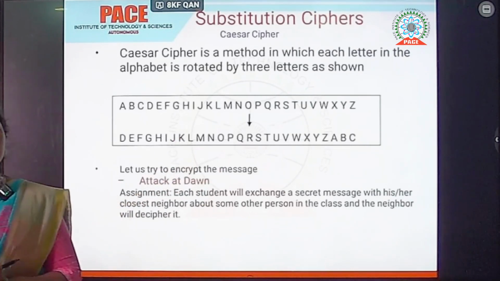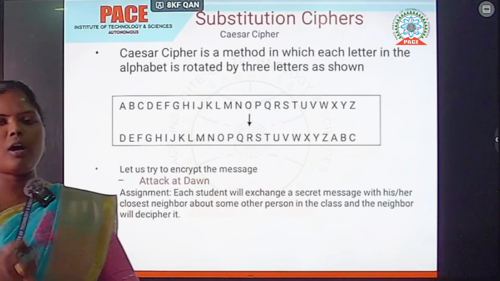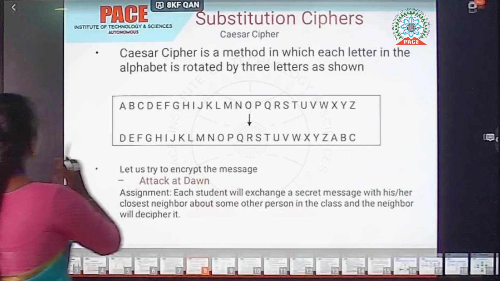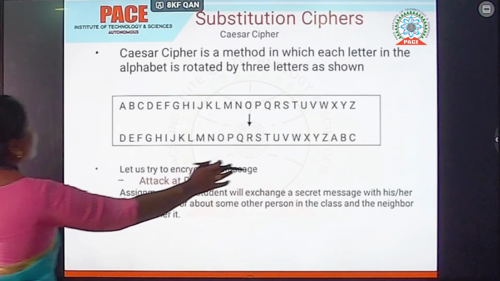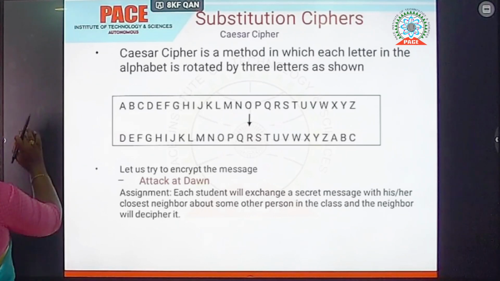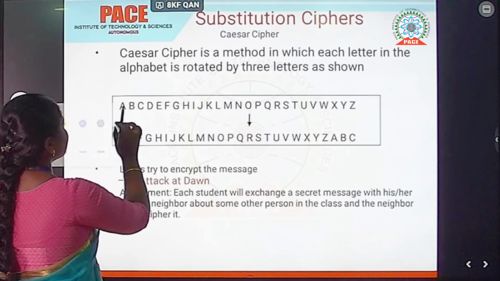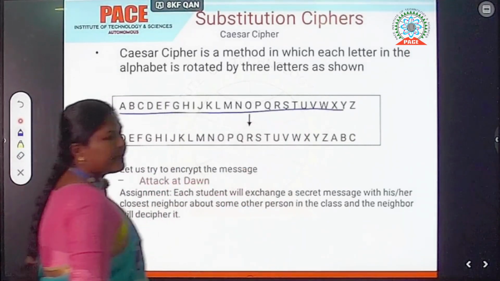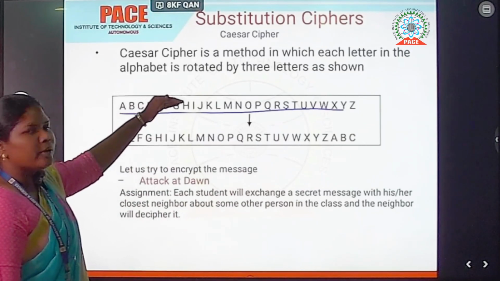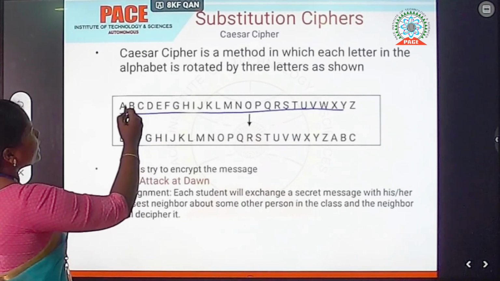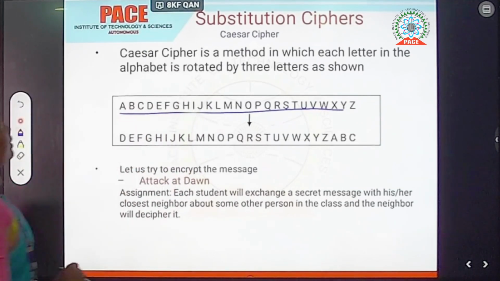In this session, I'm going to show how plain text becomes ciphertext. For example, I have some plain text or original message. This is the original message, A, B, C, D up to Z, A to Z. It will become the ciphertext by using the key. Here the key is a method in which each letter in the alphabet is rotated by 3 letters as shown.